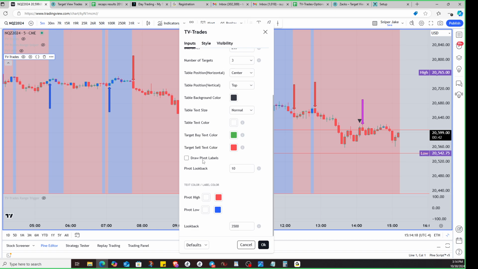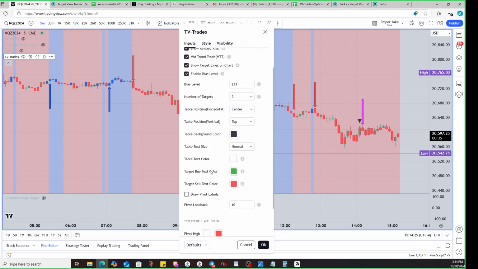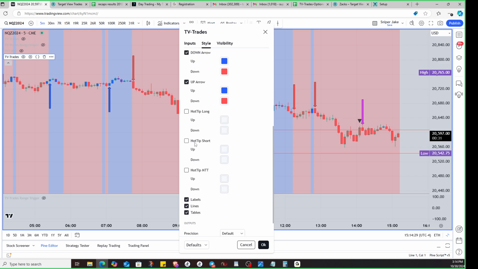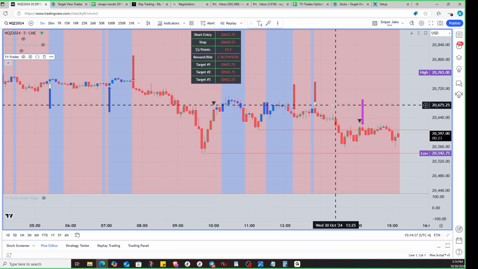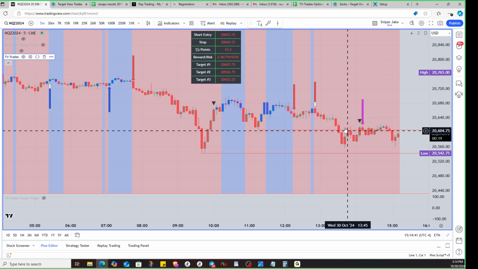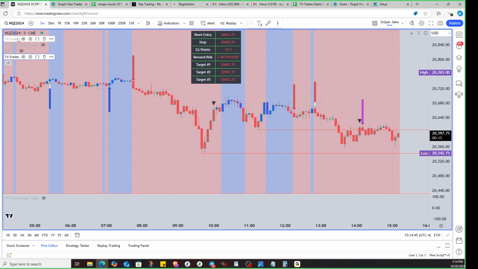Pivot look back. You can draw the pivot labels on the pivots if you want to see that, that's where the table gets filled up from those. In here you can do a bunch of different things. We have the hot tip longs and hot tip shorts. If you turn them on, it suggests that if you have a hot tip, the market's going to run a little extra on that hot tip. All right, that's what that is about.